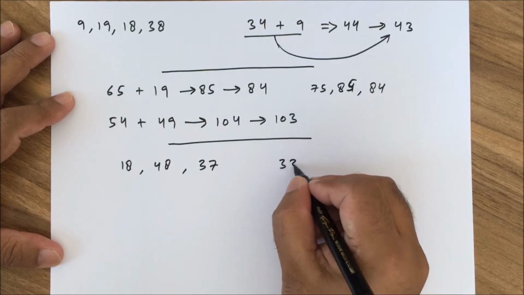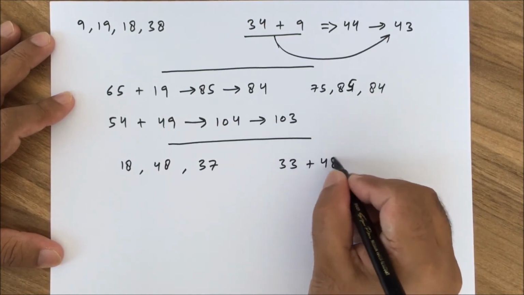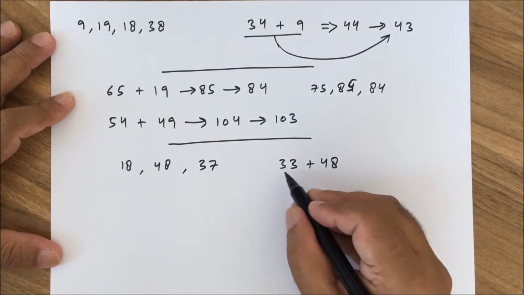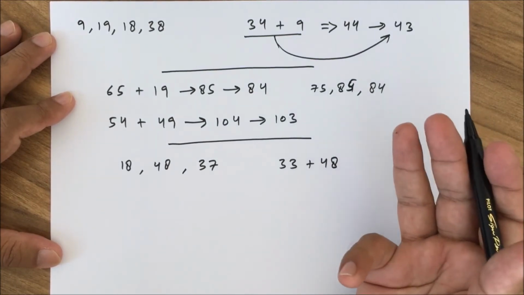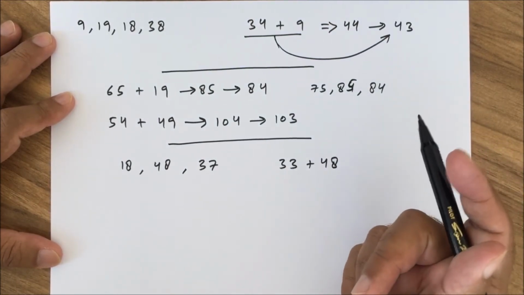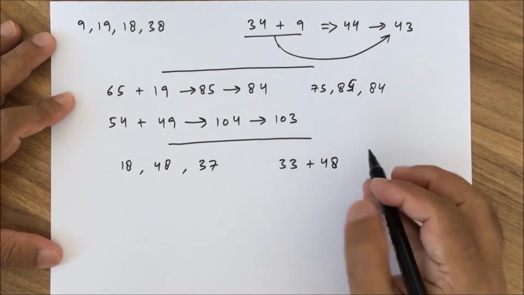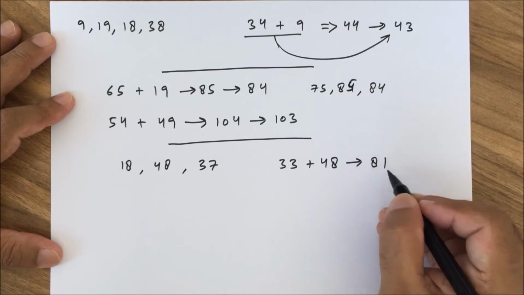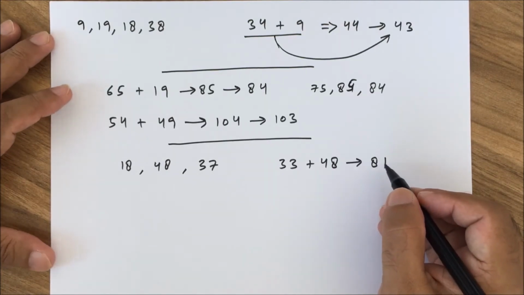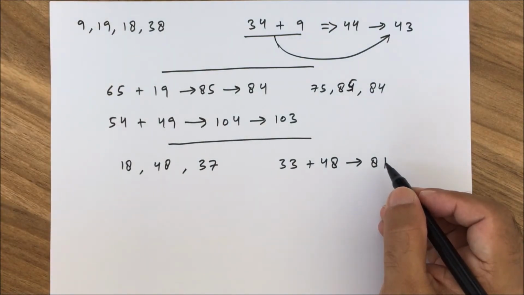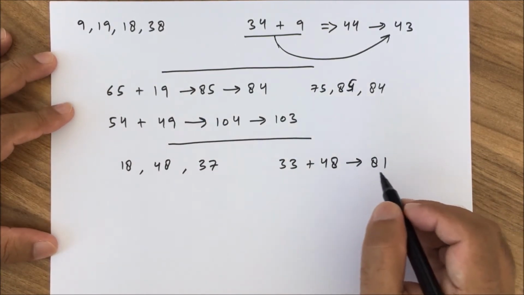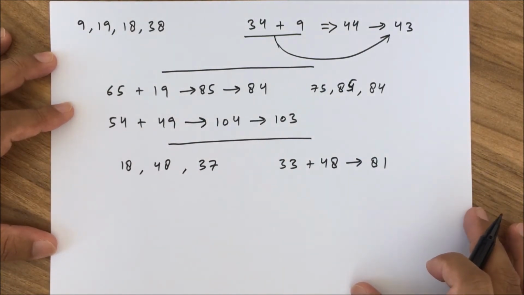Let's say you want to do 33 plus 48. You have to jump 5 times. This is 33, 43, 53, 63, 73 and 83, and then take away 2, so it will become 81. 2 taken away from 83 will give you 81. That's your final answer. Let's do some practice.